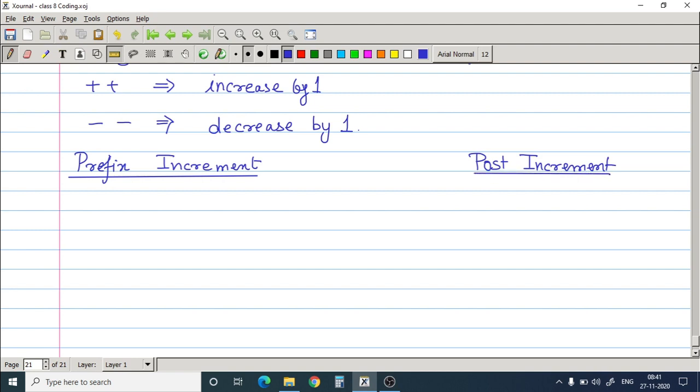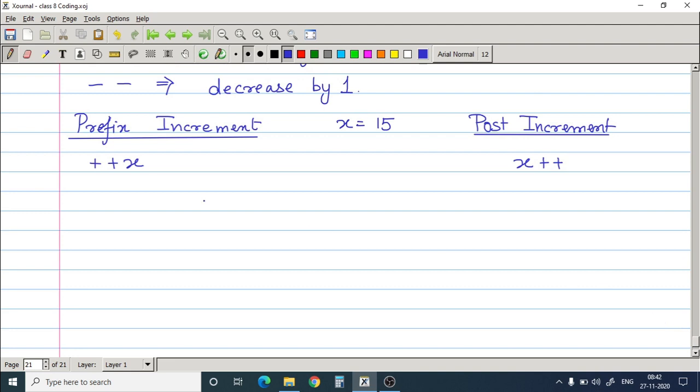Now see, when you say postfix and prefix, from the name itself you can understand that prefix means before and postfix means after. So here, suppose x is equal to 15. Prefix means the plus plus sign will be written before the variable, and postfix means the plus plus sign will be written after the variable. Now, what is the mathematical significance of this? This you have to understand a little.